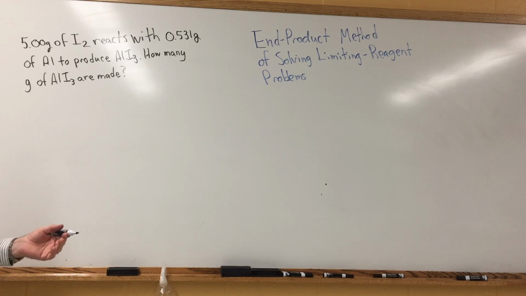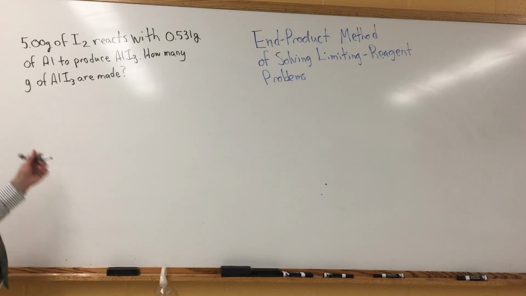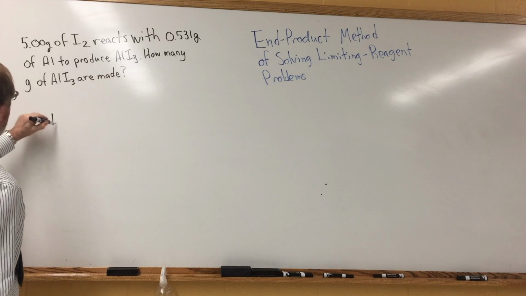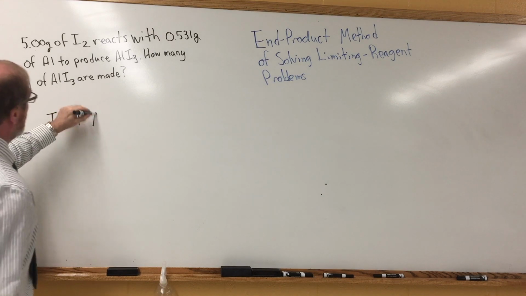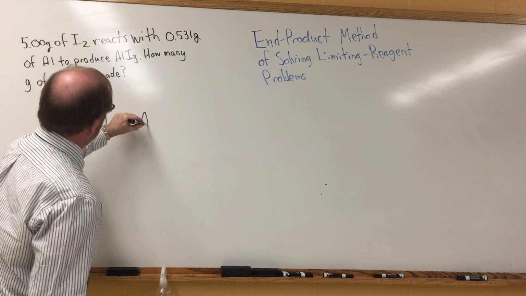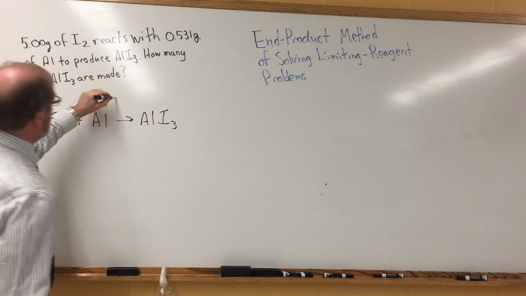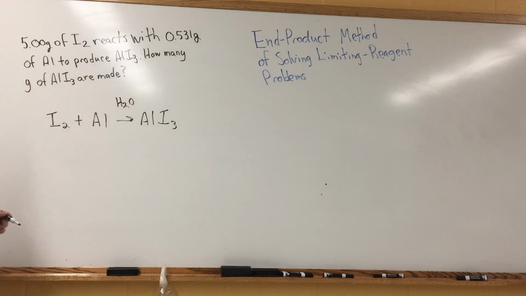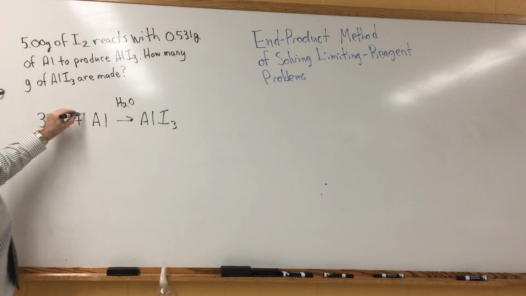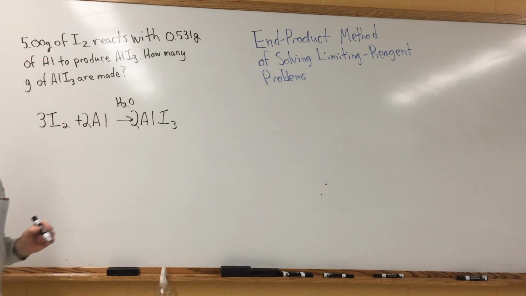So the very first thing we have to do with any problem is write a balanced chemical equation. For this one, we're going to have iodine reacting with aluminum to produce aluminum iodide. In this case, it's actually catalyzed by water, so we'll put a little water there. And in order to balance it, we need 3 iodine, 2 aluminum, and 2 aluminum iodide. The reason we need a balanced equation is because we're going to need the mole ratio in order to solve this problem. So let's dive in and show you how to do it.